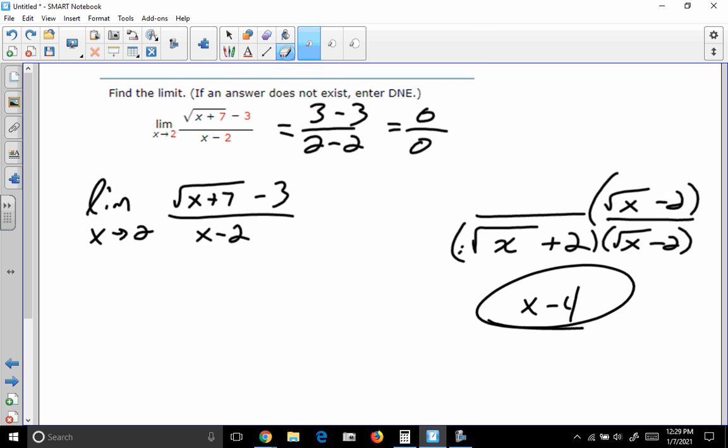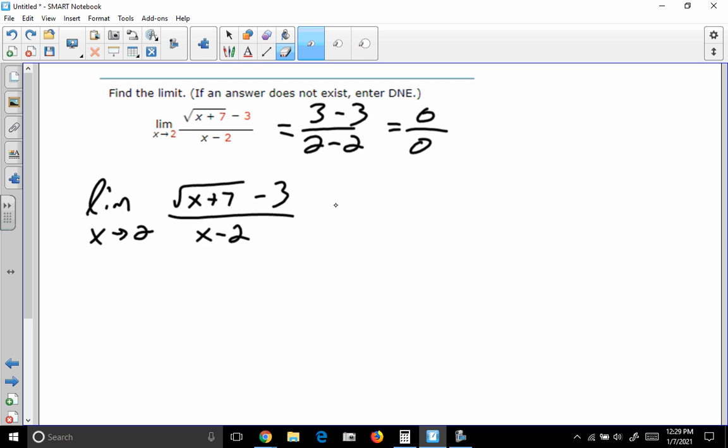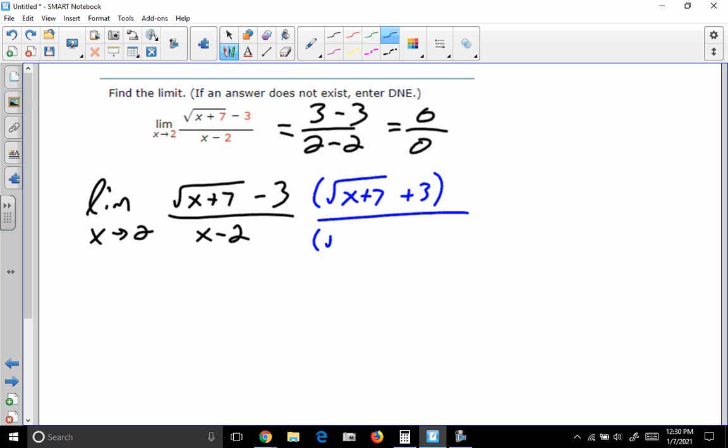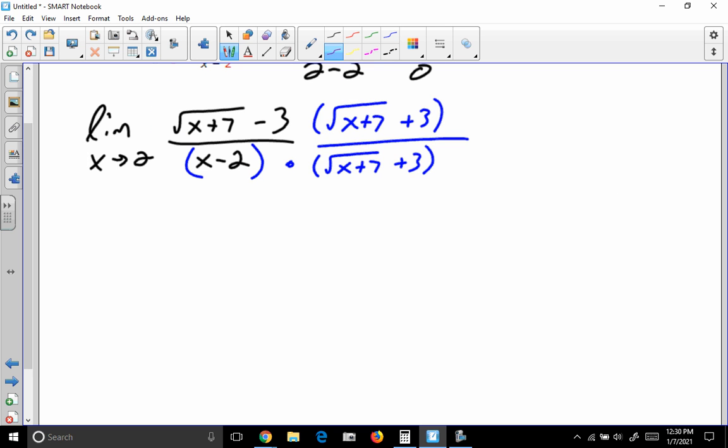So we're going to use that trick to try to make this radical go away. So we're going to multiply the top by the radical x plus 7 plus 3, and the same thing on bottom. Now on bottom, I'm not going to distribute that. I'm going to leave it in factored form, meaning this factor times that factor. But on top, I am going to multiply it out and see what I get when I make my radical go away.